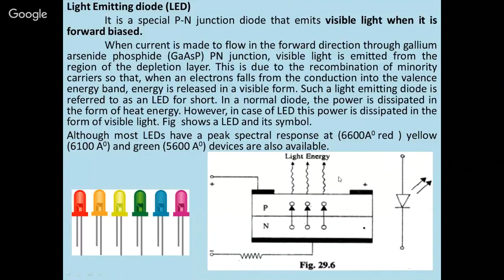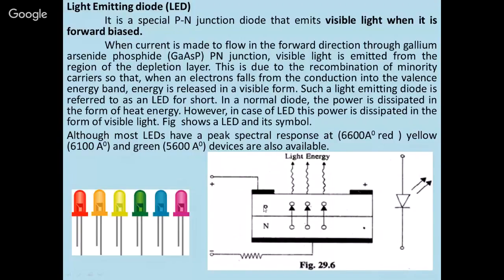These are the symbols, and these are the practical LEDs you are going to see in the market. Most LEDs have a peak spectral response at 6,600 for red, 6,100 for yellow, and 5,600 for green. These are the different spectral wavelengths, so when the LEDs are working, they emit different colors, that is red, yellow, green, and so on. So this is the construction.